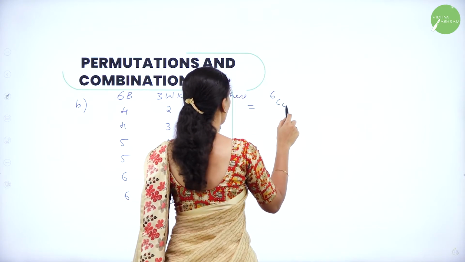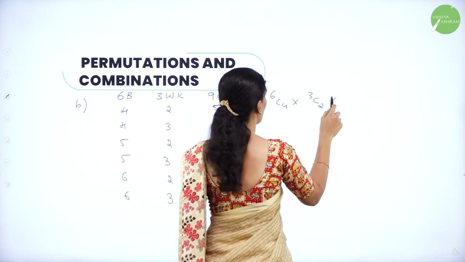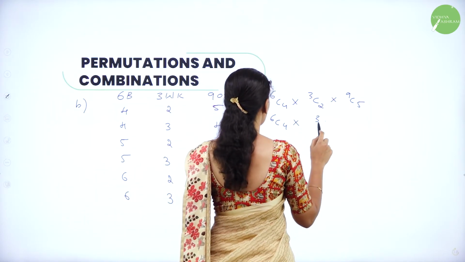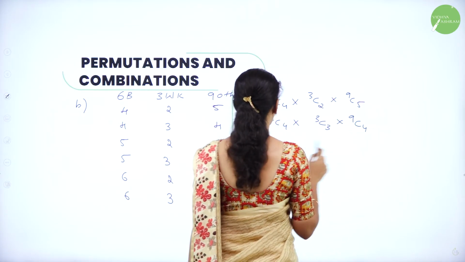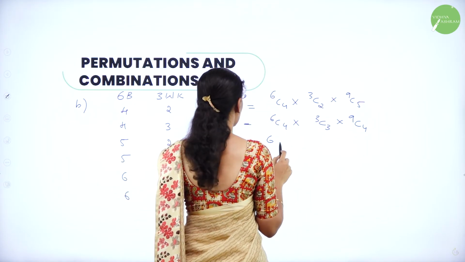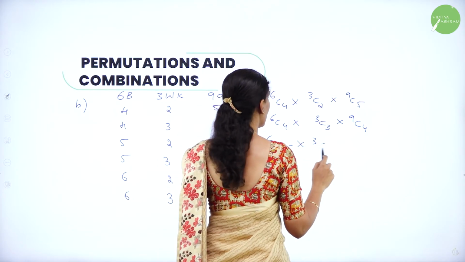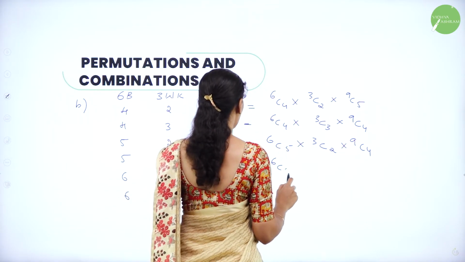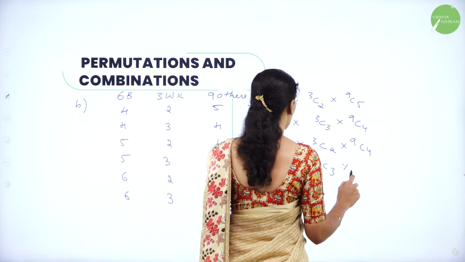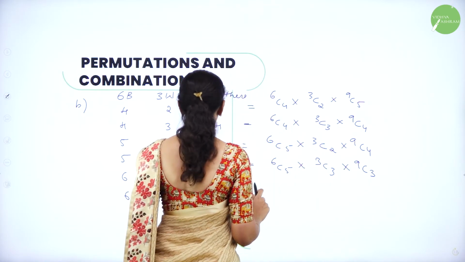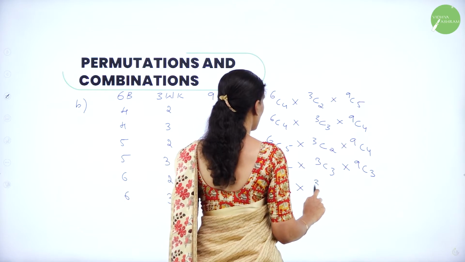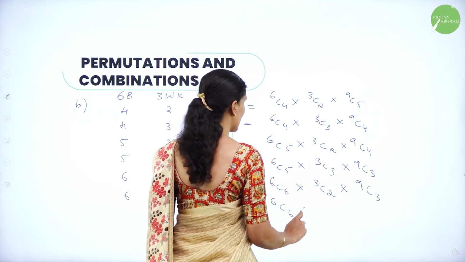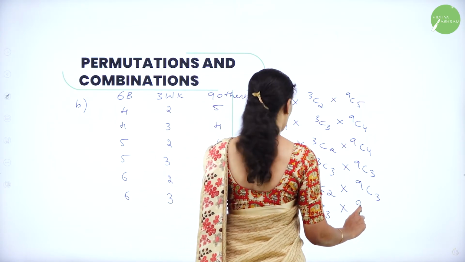So this is 6C4 into 3C2 into 9C5. So for this we have 6C4 into 3C3 into 9C4. Next for the third case we have 6C5 into 3C2 into 9C4. For the fourth case we have 6C5 into 3C3 into 9C3. For the sixth case we have 6C6 into 3C2 into 9C3. For the seventh case we have 6C6 into 3C3 into 9C2.